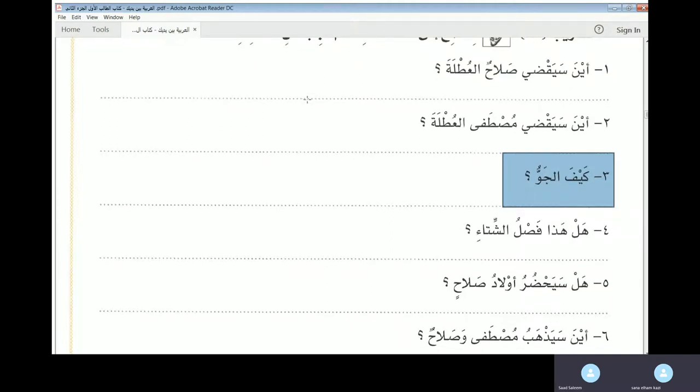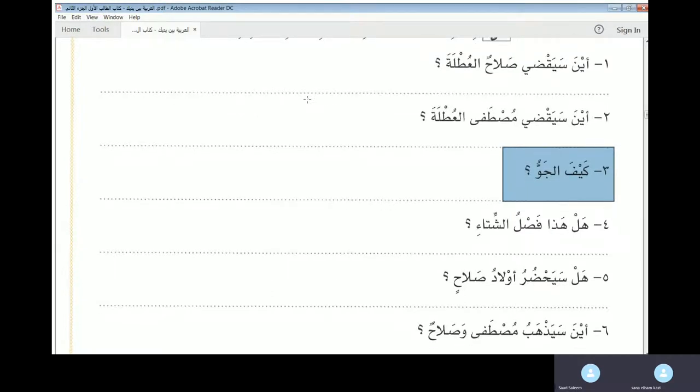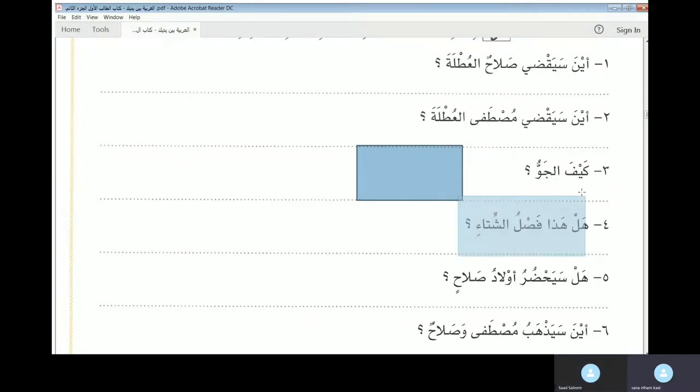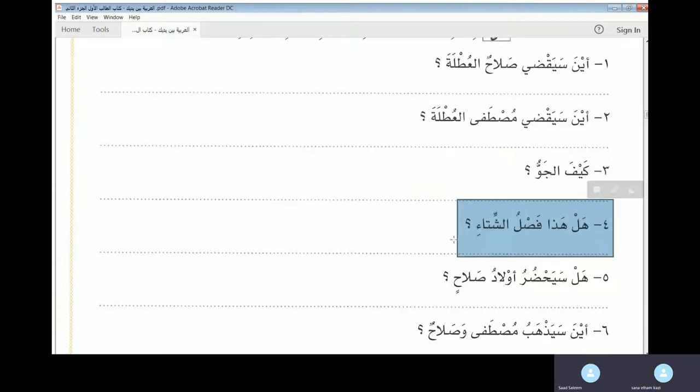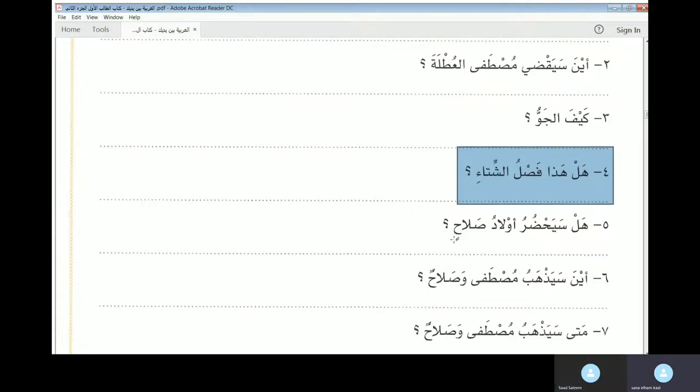वैसे अल्लाह का मतलब आपने जो सीखा था वो था on. On the beach. Kaifal Jawu. How is the weather? Al Jawu Mu'tadilun. The weather is pleasant. Al Hadha Faslu Shita'i. Is it the winter season? Is it la? Okay. La is enough. Next.